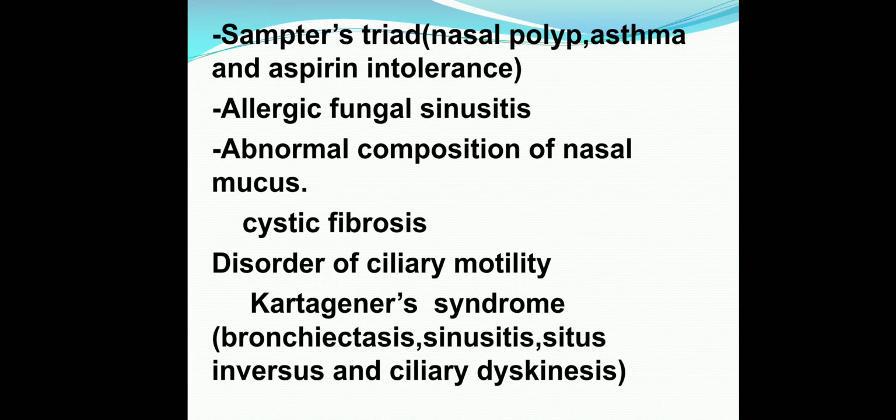Diseases causing disorders of ciliary motility, like Kartagener's syndrome, can also cause nasal polyps. Kartagener's syndrome is also called immotile cilia syndrome. There will be bronchiectasis, sinusitis, male and female infertility, and dextrocardia.